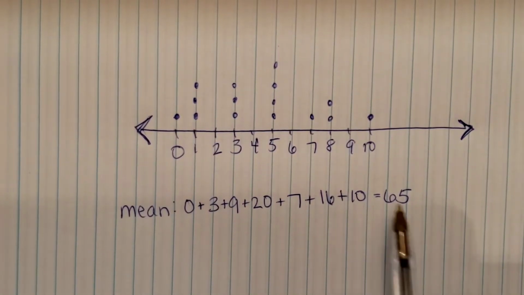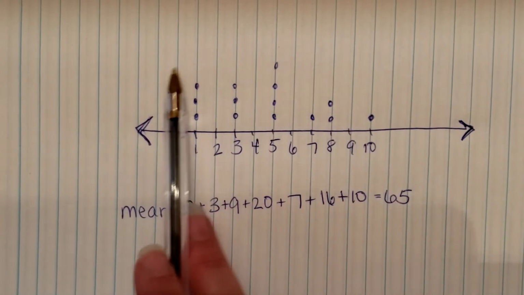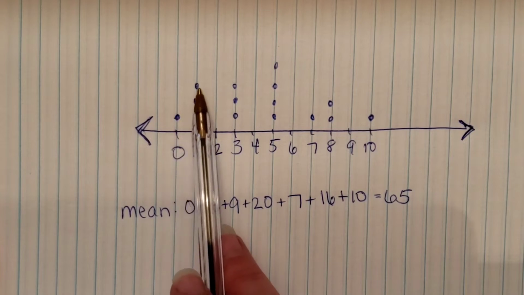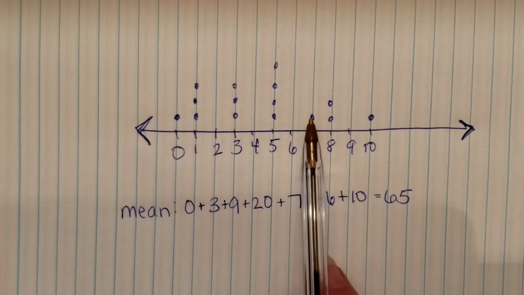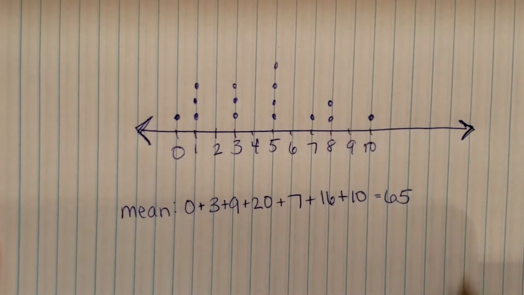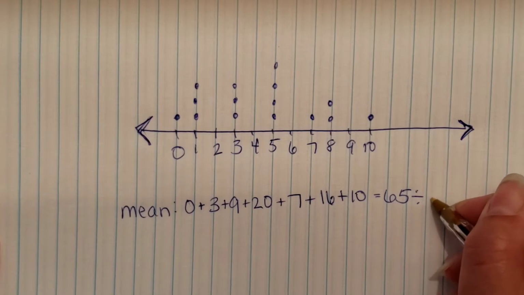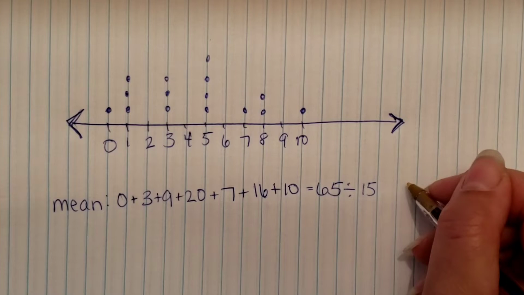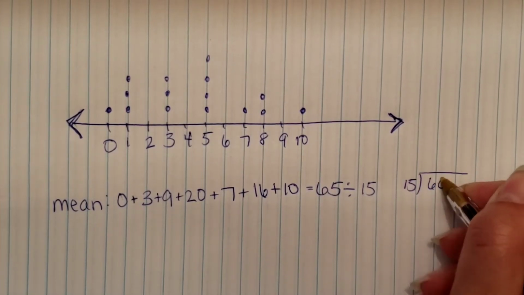We divide that by however many pieces of data there are. So you need to look back up at your dot plot and count your dots. I have 1, 2, 3, 4, 5, 6, 7, 8, 9, 10, 11, 12, 13, 14, 15. So I get my mean by dividing, in this case, 65 by 15. I'm going to scooch this over. I know this is going to end up being some sort of a decimal.